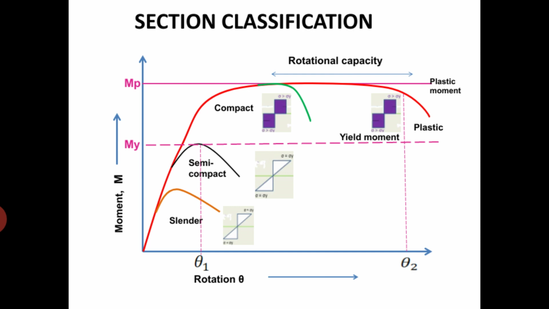In a plastic mechanism, the redistribution of moment will take place, and the structure goes on forming the plastic hinges one by one. Then after forming sufficient plastic hinges, the structure will fail. So before reaching the plastic hinge, the structure will not buckle locally. It fails by formation of a plastic mechanism. Those sections are called plastic sections.